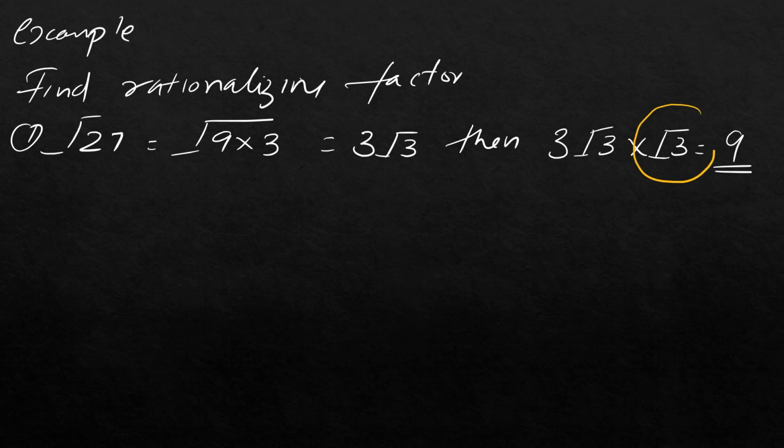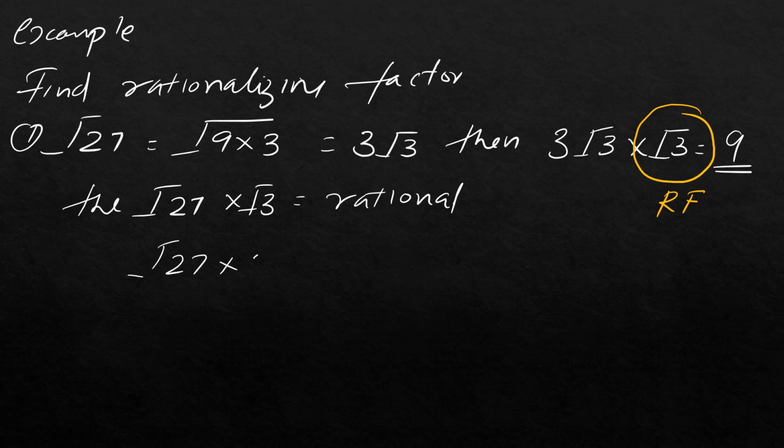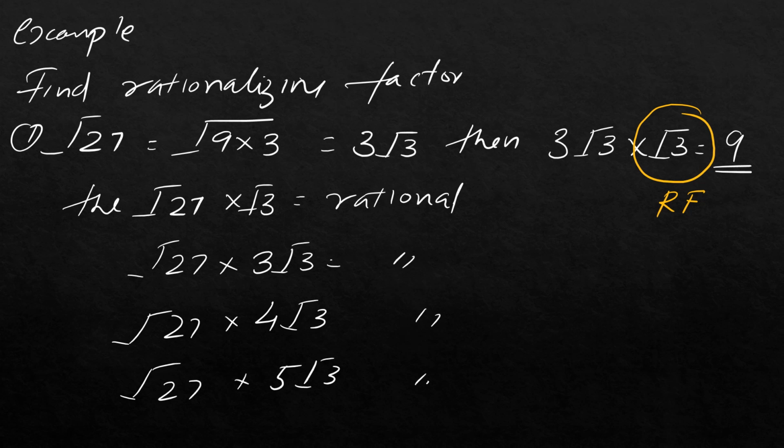Understood? Not only root 3. This is a rationalizing factor. If you multiply root 27 with root 3, it gets rationalized. The number becomes rational. Anything like root 3, for example, root 27 into root 3, we know that it will become a rational number. Even if you multiply with 3 root 3, then also it will become rational, because it will be 3 times of that rational number. So that means this root 3 is the basic rationalizing factor as far as root 27 is concerned. That is the concept here.